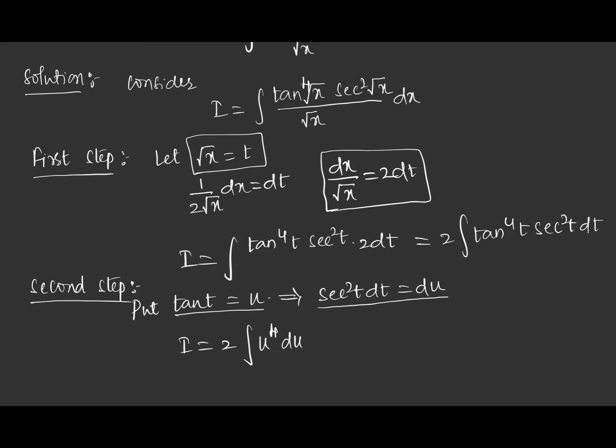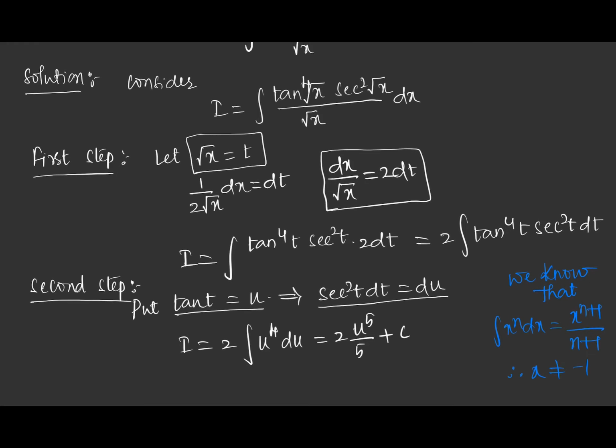So to evaluate this, we know the integral. We know that integration of x power n into dx is x power n plus 1 by n plus 1. This is true for all the values of n when n is not equal to minus 1. So on integrating the u power 4 in a similar manner, for n equal to 4, we'll get 2 times u power 5 by 5 plus some constant c.